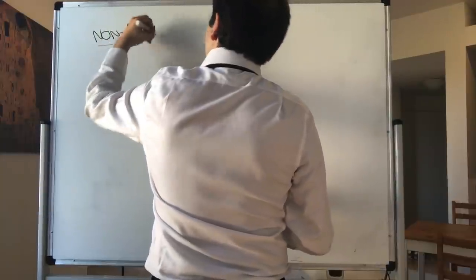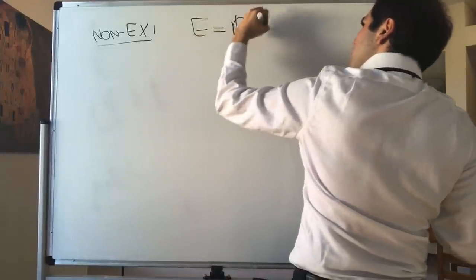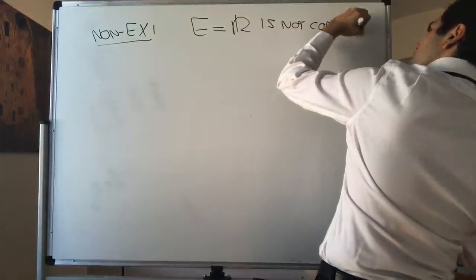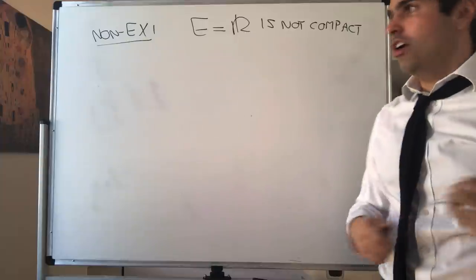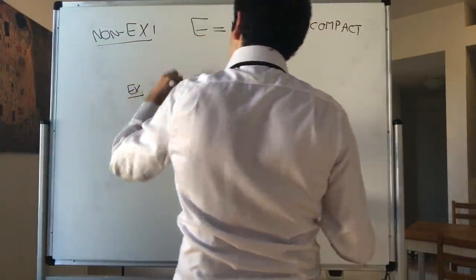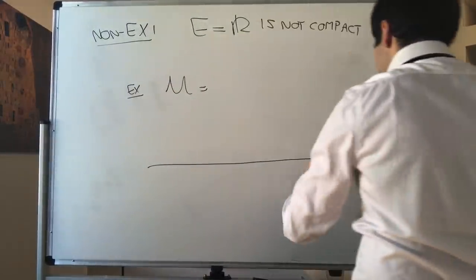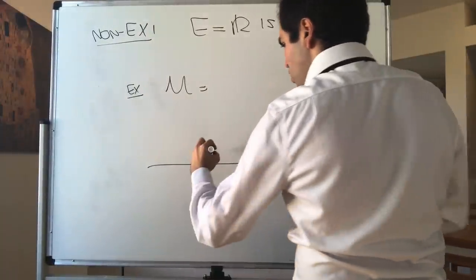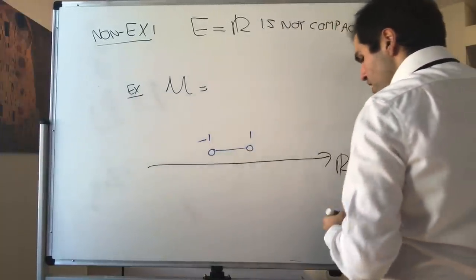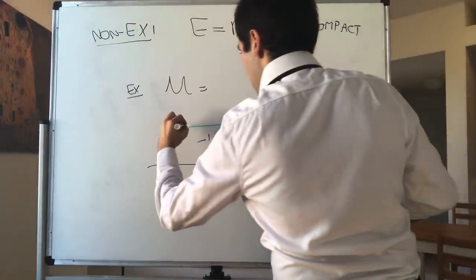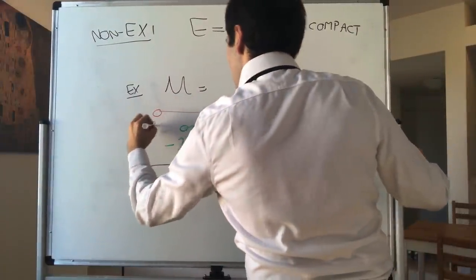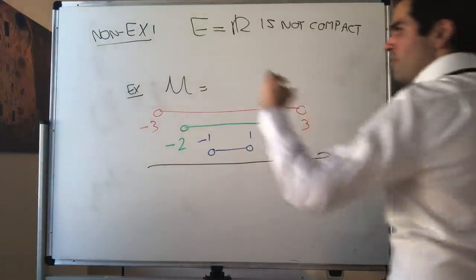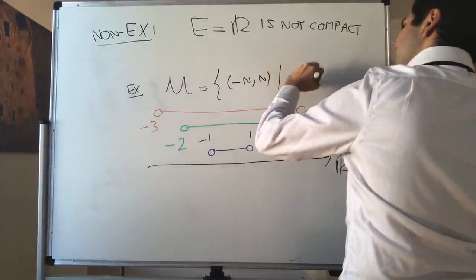All right, for instance, here's an example of a non-compact set. So non-example one. I'm claiming that E = R is not compact. And here's why. What do we have to do? We have to find an open cover that has no finite subcover. Let's consider the following. Let U be the following cover. Again, this is the real line. We start with the interval (-1, 1), and then the interval (-2, 2), and then the interval (-3, 3), etc. So U is just the set of all intervals of the form (-n, n), where n is a natural number.